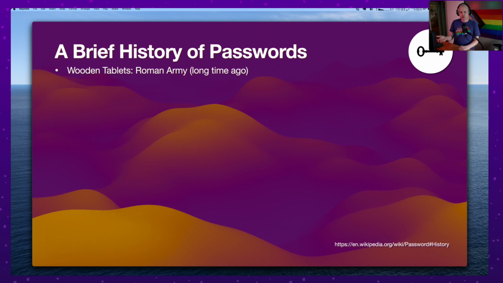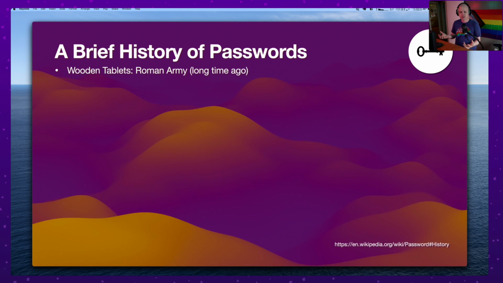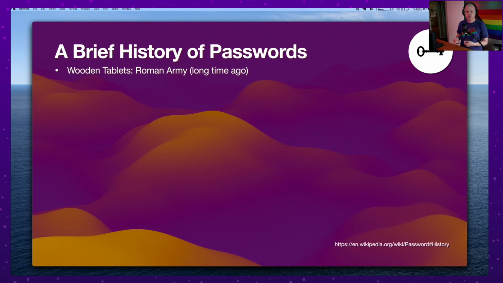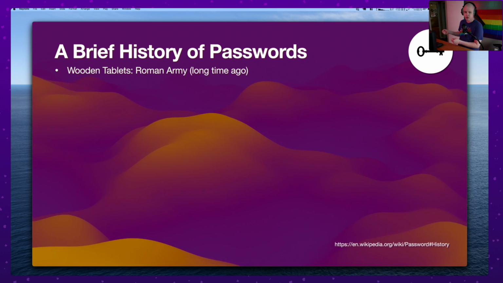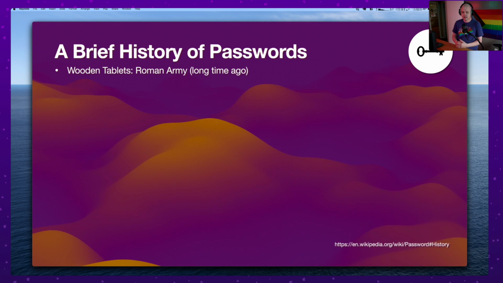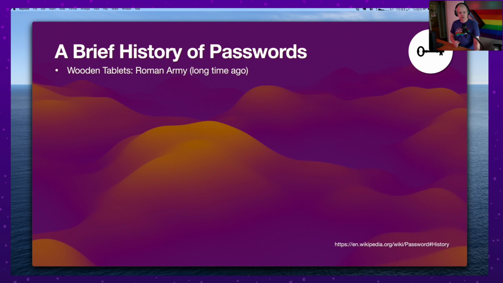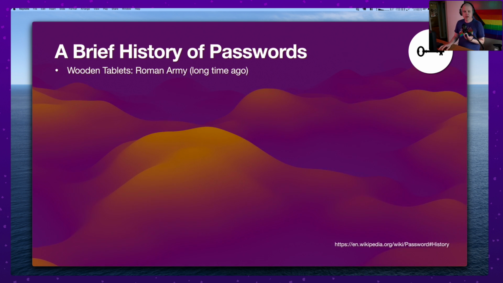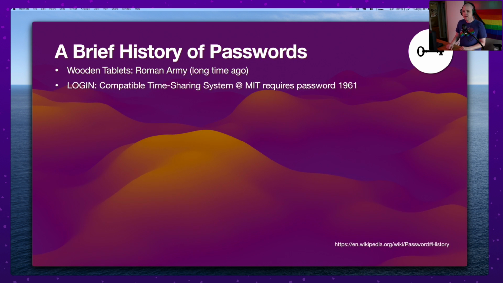So the Roman soldiers would receive tablets with a password inscribed, and at the end of the day, they would either pass them off to another soldier or return them back to the base. And then if any tablets were missing, they would know they had a problem, they had a leak, actually.